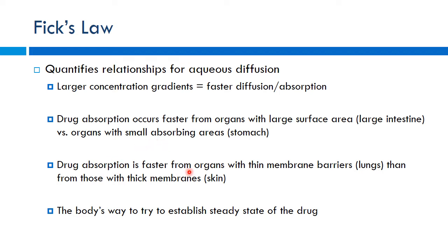You find that drug absorption is going to be faster with thin membrane layers, so things like the lungs, a very thin membrane, because remember, the lungs are where we're having diffusion of oxygen and carbon dioxide, so you want thin membranes there. That's going to be faster distribution than we would see with thick membranes like the skin. The integumentary system is meant to protect us from things getting in, but certain drugs can still partition through, just more slowly. And the body is trying to establish a steady state for the drug. We'll talk about that term a little bit later, but steady state is a really important concept to understand for how and when you're assessing how drugs are working.